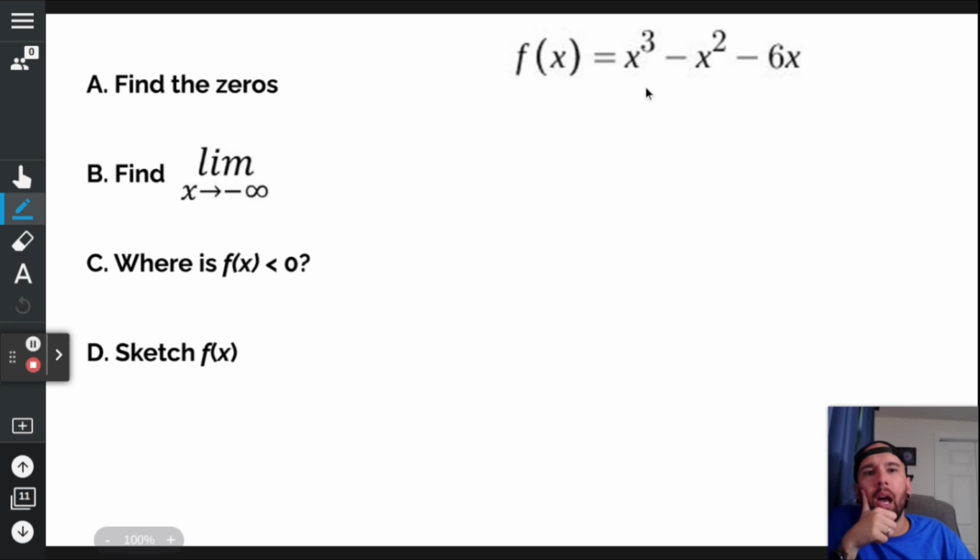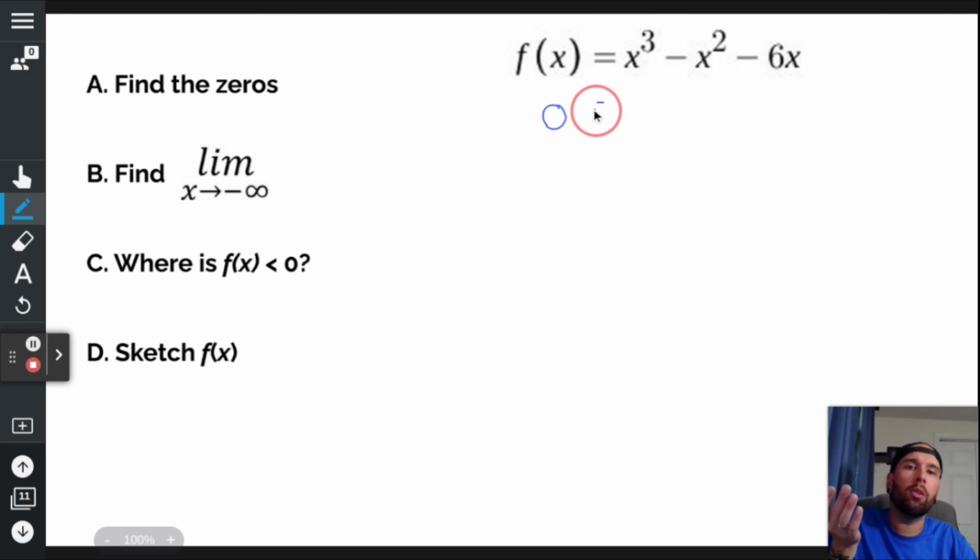F of x equals 3x cubed minus x squared minus 6x. Find the zeros. We have to factor and set it equal to 0. So let's set it equal to 0, and I see an x is in common. Let's rip it out. That leaves us with x squared minus x minus 6.